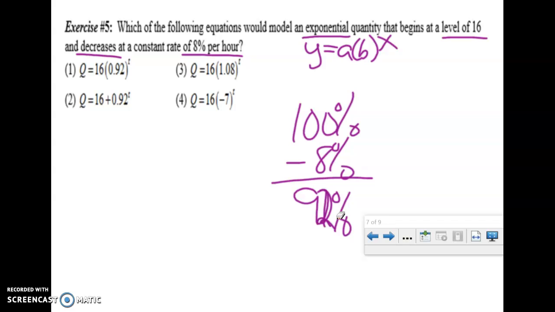Well, this one's got a 92 in it, but that's a linear equation, even though it's got the variable above the 2 there. Don't go with that. It's got addition. We haven't seen any negatives inside parentheses, so let's get rid of that. 92%, well, it's certainly not 1.08, so we would have to go with choice number 1.